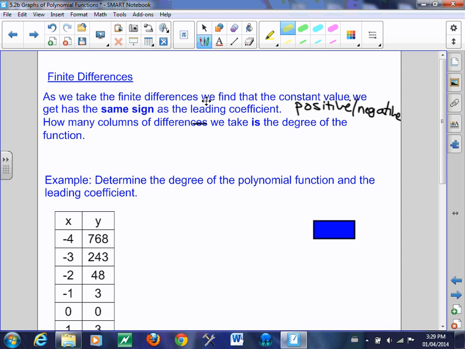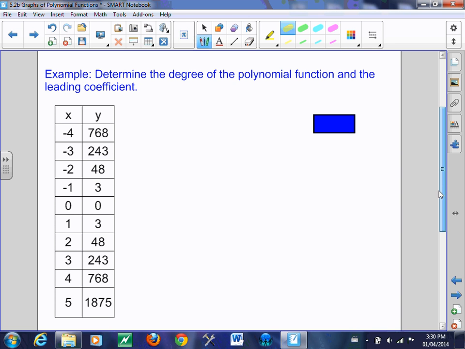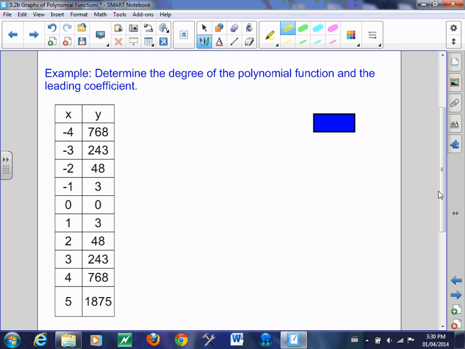Okay, so we were talking about how the number of columns we take is the degree, and we also talked about the same sign being the leading coefficient. All right, let's take a look at this example here, ladies and gentlemen. We have a table of values, and we're not sure what type of relationship this is.